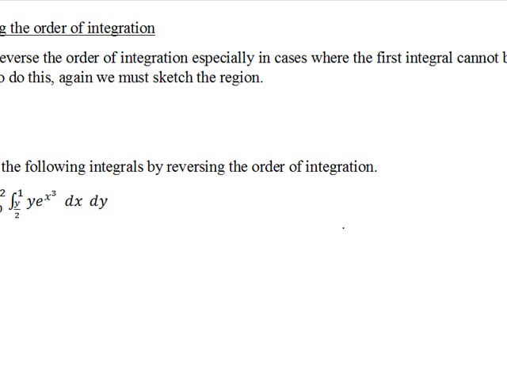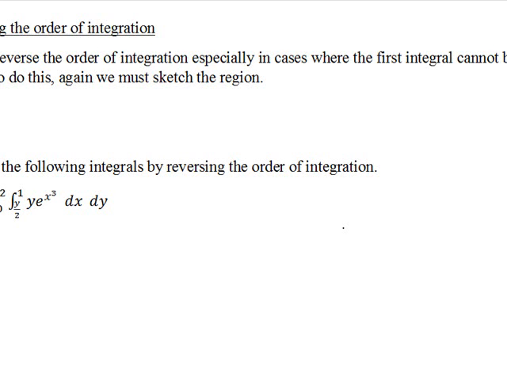So if the integral they gave you to find was dx dy and you cannot find it, just reverse the order to dy dx. And sometimes it's a lot simpler when you reverse the order. What do you need to do in order to reverse the order? First, sketch the region defined by the integral, and then reverse the order. So if it's vertically simple, then you now want it to be horizontally simple. Draw the strip. Okay, so let's do some examples here. Evaluate the following integrals by reversing the order of integration.